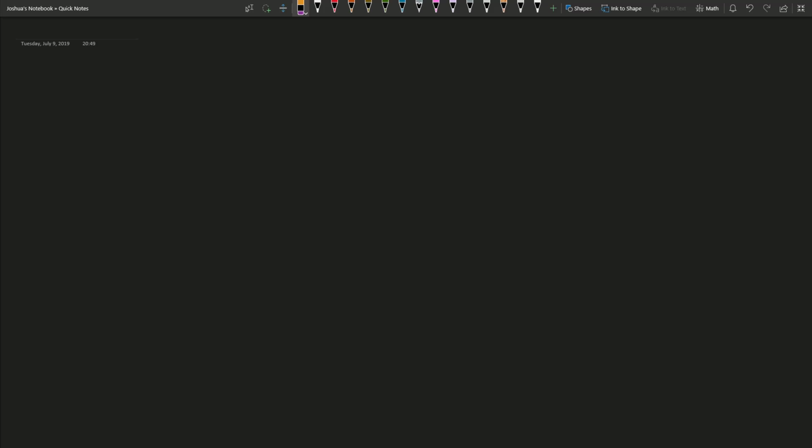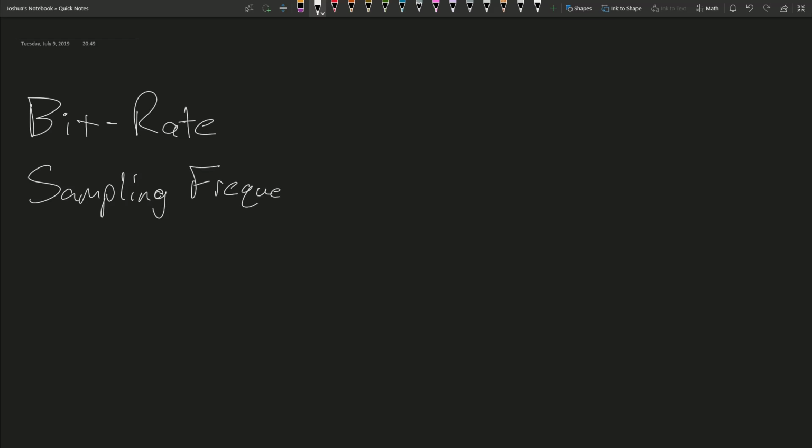We have the bit rate, and then we have the sampling frequency. So the bit rate will be the smallest step that you can have in magnitude between two samples.